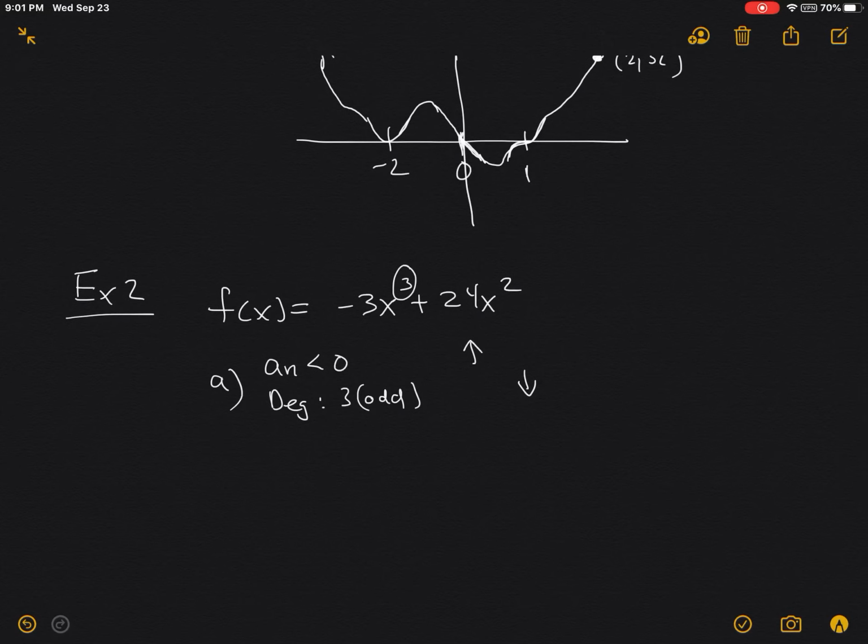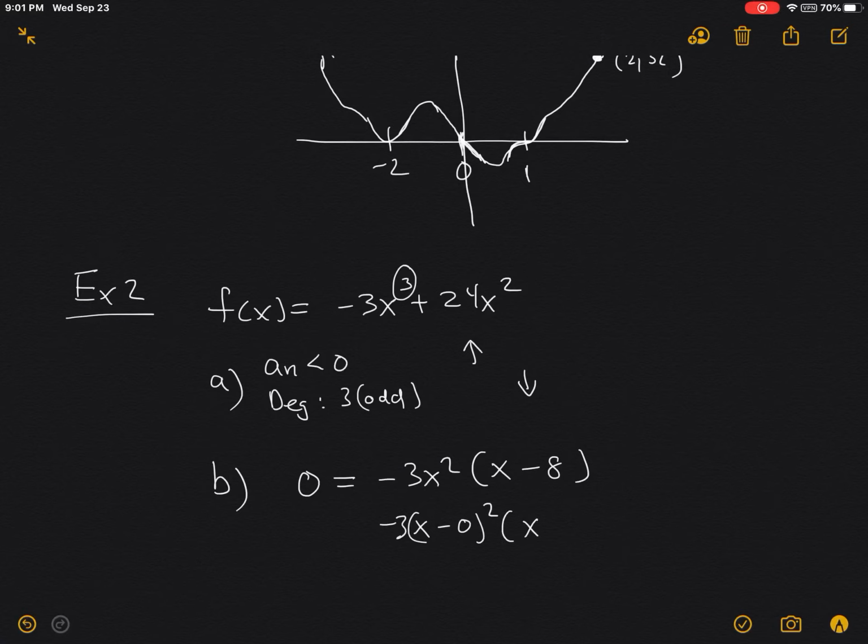Okay, so assuming this is part A, the leading coefficient test. Part B asks us to find the zeros. Over here, we're going to have to do a little factoring. I'm going to factor out a negative 3x squared, and what's left is an x minus 8. And so your zeros, if I may, I'm going to rewrite this x squared, because the 0 is going to give me a 0, as x minus 0 squared and then x minus 8.